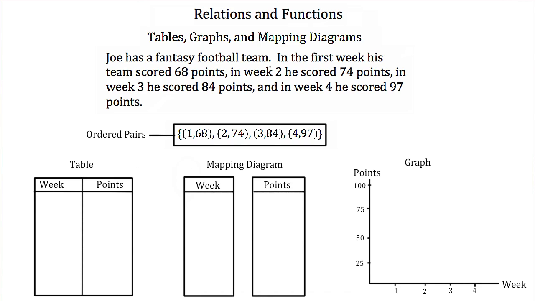Joe has a fantasy football team. In his first week, his team scores 68 points. In week 2, he scores 74 points. In the third week, he scored 84, and in week 4, he scored 97 points.